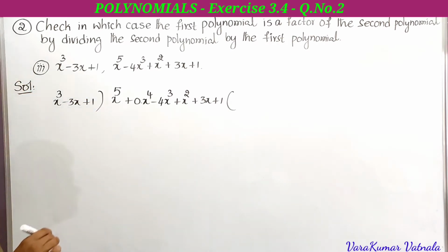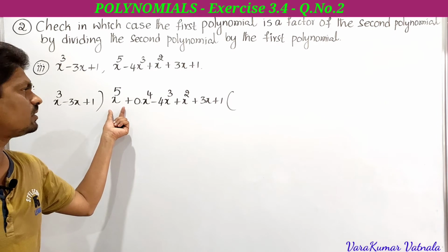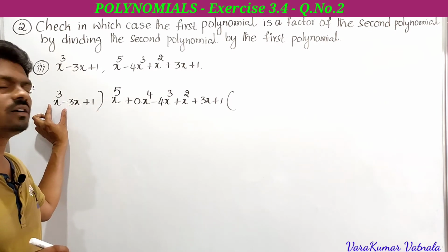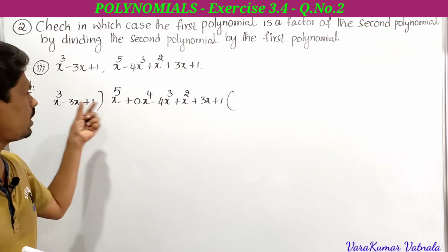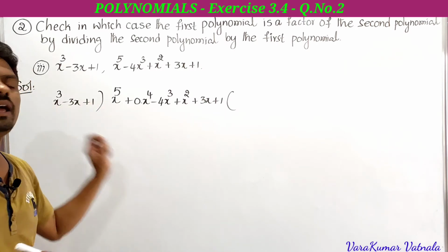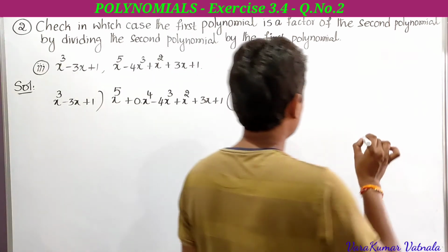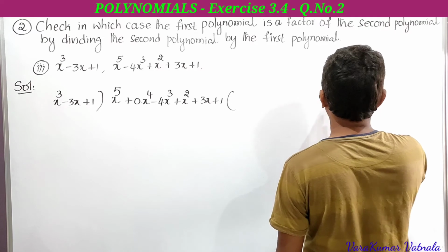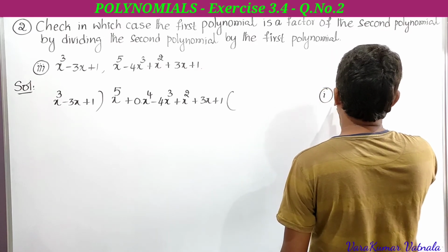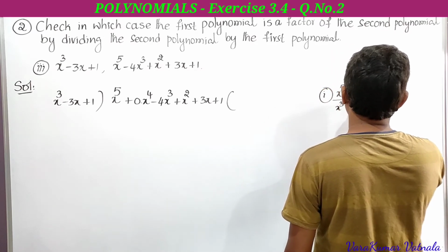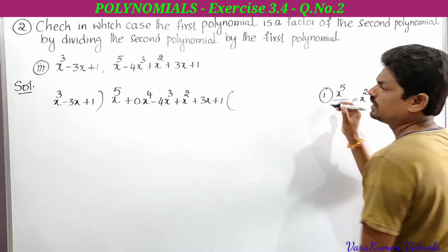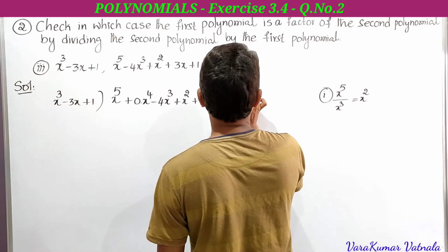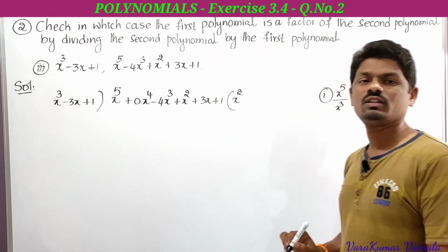So now we have to follow the steps. The highest degree term in the dividend is x to the power 5. The highest degree term in the divisor is x cube. We have to divide x to the power 5 by x cube. That is the first step. So I am dividing x to the power 5 divided by x cube. So we get x square. Write x square in the quotient area.